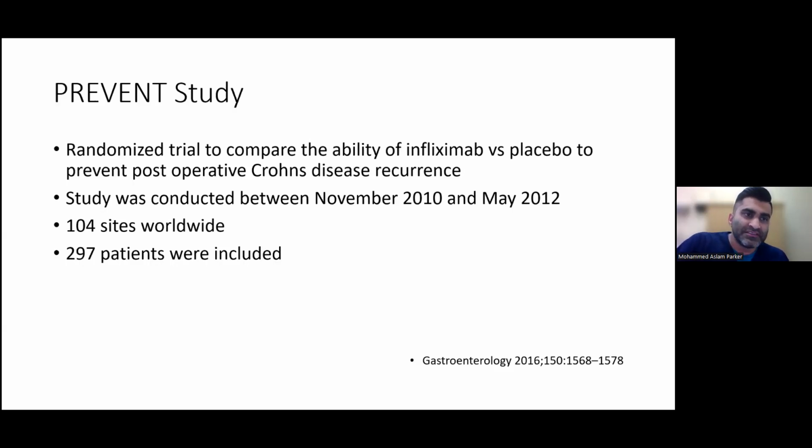Then one looks at the PREVENT study, which was a randomized trial to compare the ability of infliximab versus placebo to prevent post-operative Crohn's disease recurrence. The study was conducted between November 2010 and May 2012. 104 sites were used worldwide. 297 patients were included in the study. All study patients had undergone ileocolonic resection within 45 days before randomization, and then patients were randomly assigned one-to-one to groups given infliximab at 5 milligrams per kilogram or placebo every 8 weeks for 200 weeks.